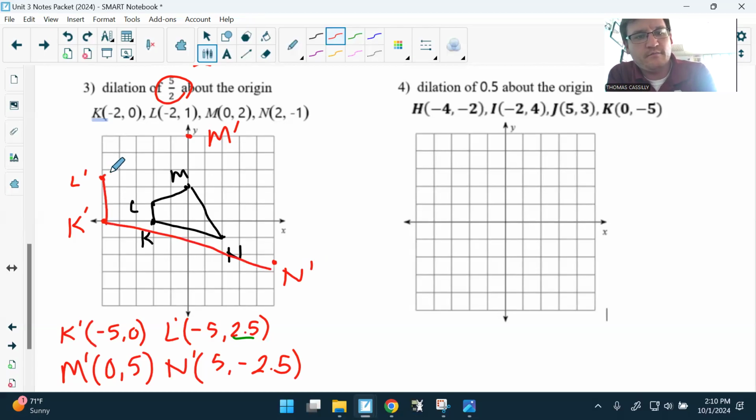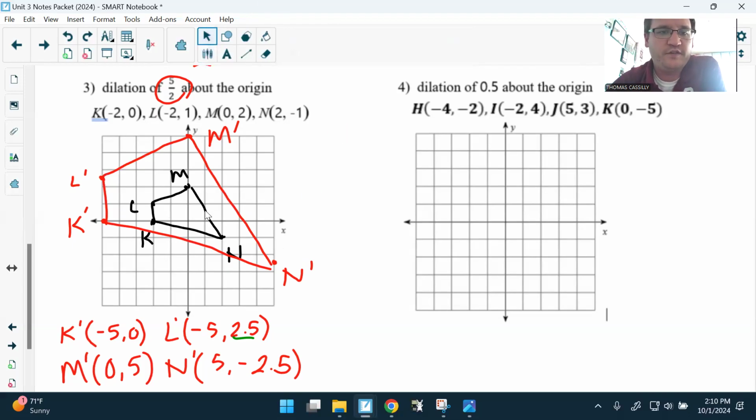Connect the dots. And there we have it. That is that shape that looks enlarged. We have increased it by a factor of 2.5. Look at this. If I drag all the sides, the angles still match up on this thing. If I look up here, if I drag that over, the angles still match.